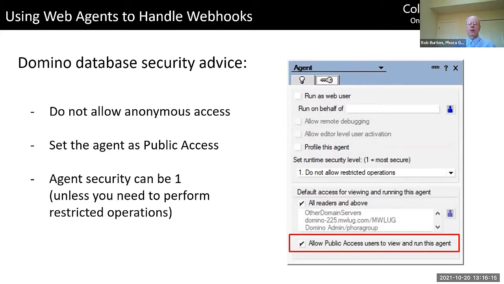There's no reason that you have to allow the entire database to have anonymous access. Lock down the database, allow only readers and higher to have web access to it. In some cases, they don't even need that level of access. You could restrict it even further. But as long as you allow public access to that specific agent, you will be fine. The rest of the database could be thoroughly locked down. You don't have to worry about it. But just in the agent properties box, down where it has allowed public access users to view and run this agent, if that is checked, then anonymous access people can then go in and run that particular agent, and the incoming webhook call from the external service will be received and processed.